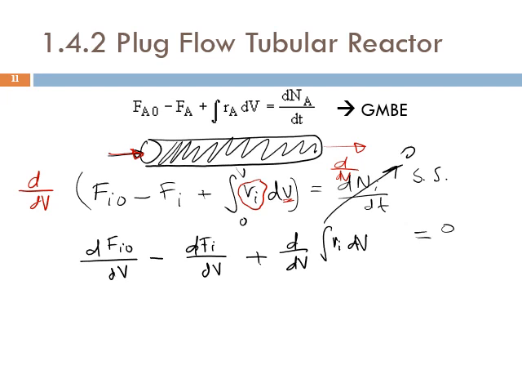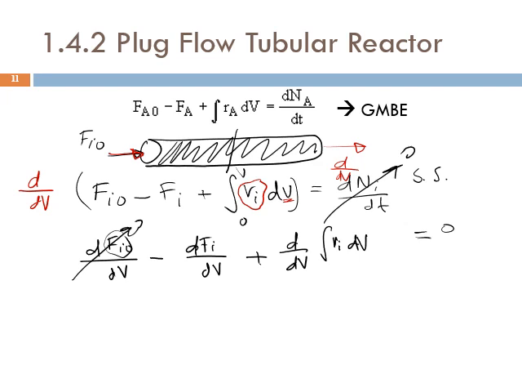Okay, so let's go back and see what is the derivative of Fi naught with respect to V. In other words, is Fi naught a function of volume? If I cut this reactor in half, will the value of Fi naught change? No, it will not, right? Because Fi naught is not a function of volume, when you take the derivative, it goes to 0.